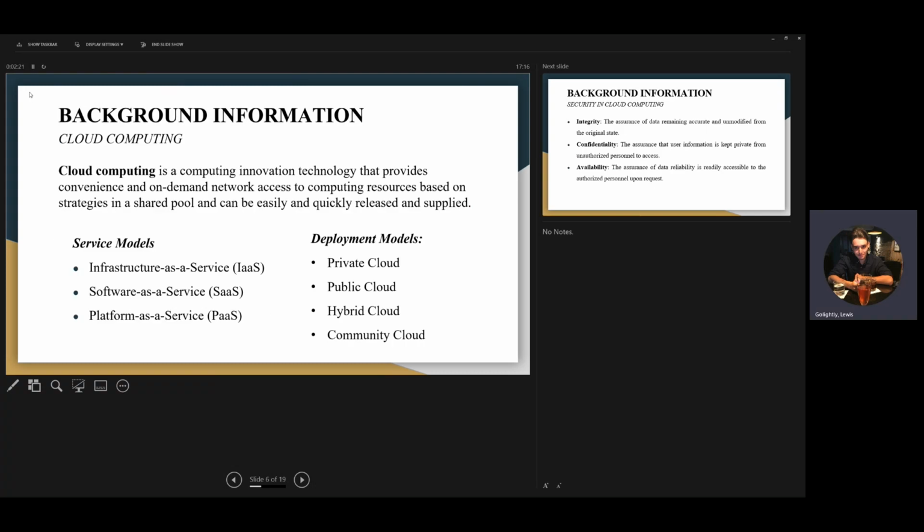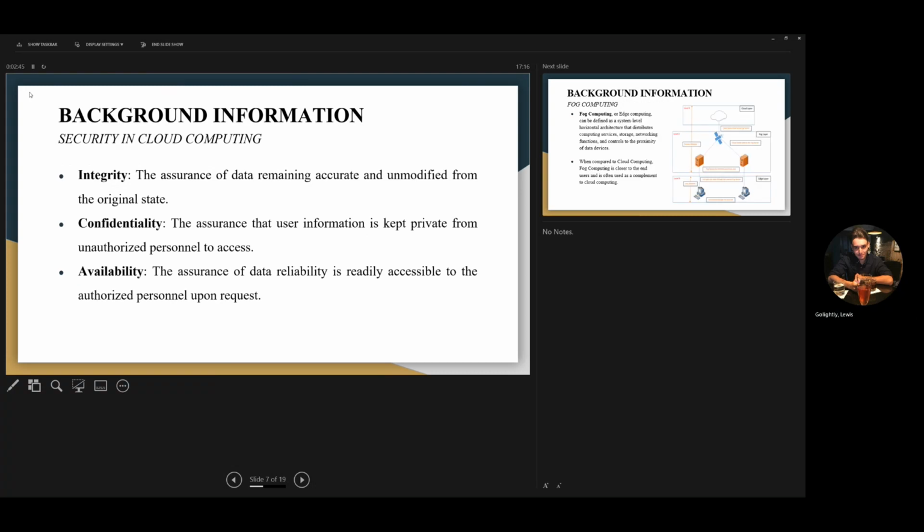So cloud computing is a computing innovation technology that provides convenience and on-demand network access to computing resources based on strategies and shared pool, and can be easily and quickly released and supplied. So service models include infrastructure as a service, so IaaS, software as a service, so SaaS, and platform as a service, so PaaS. Deployment models include private cloud, public cloud, hybrid cloud, and community cloud.